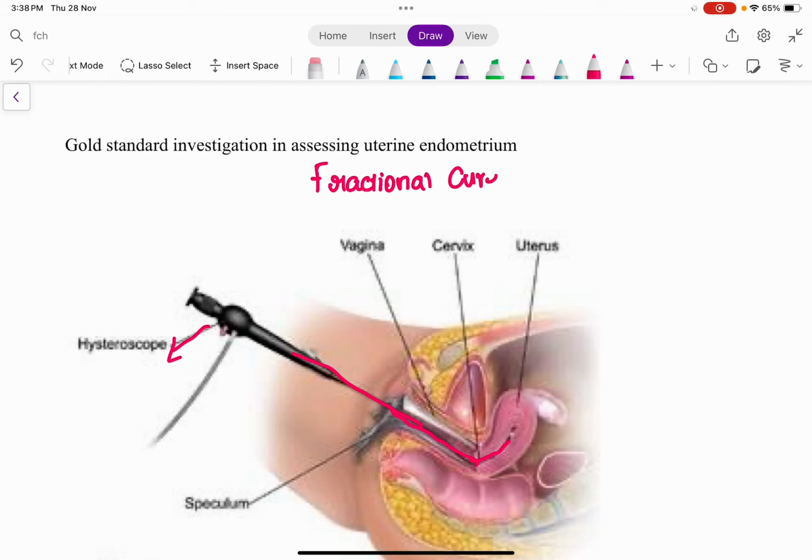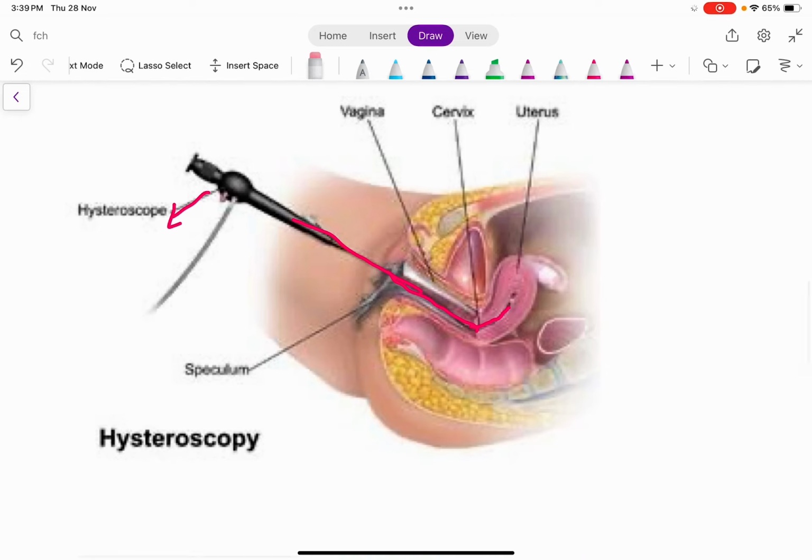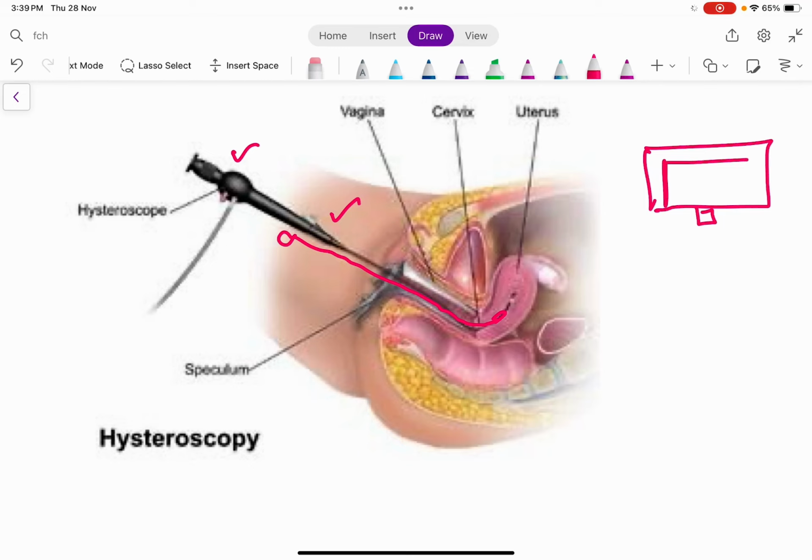Fractional curettage and hysteroscopy. As I have depicted in this image, which you can see here, this is the hysteroscope, right? And this is the uterine curette, the one which I'm going to introduce now inside the uterus. Now, with the help of the hysteroscope, you're going to visualize the interior, which you will see in a monitor here. The monitor will show you the interior of the uterus.